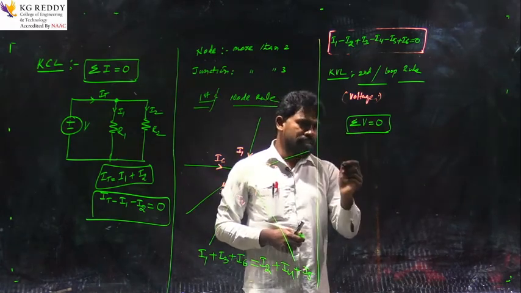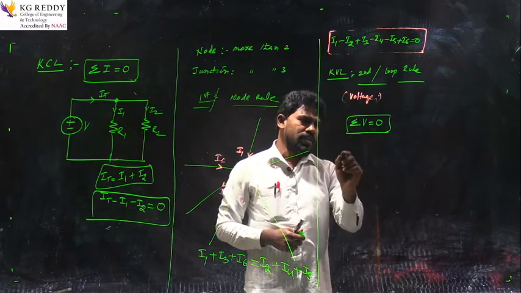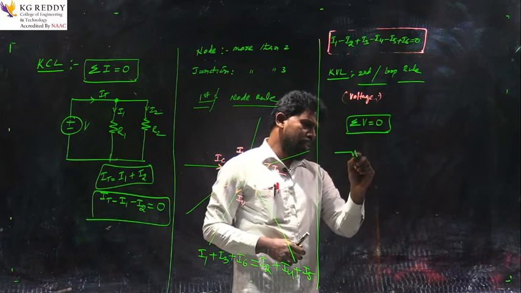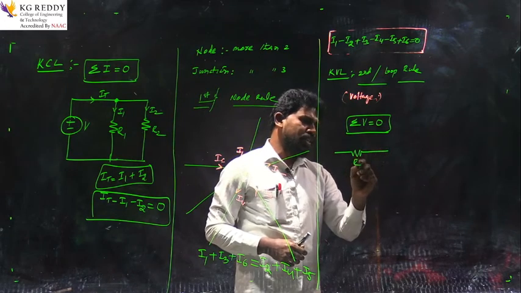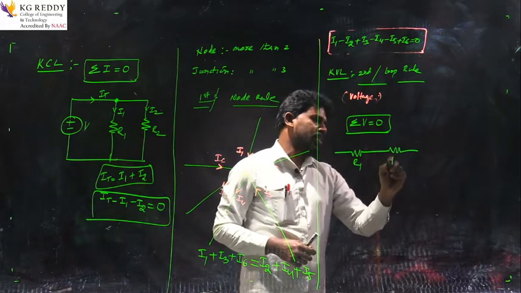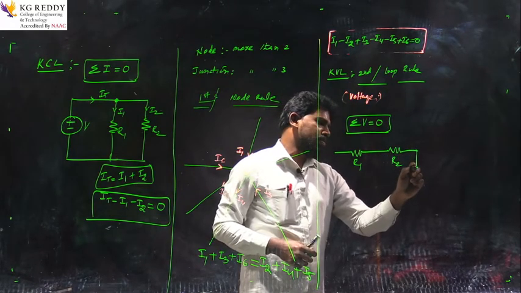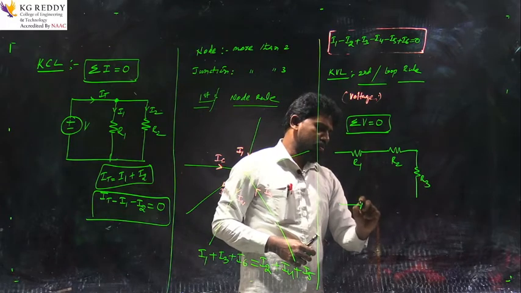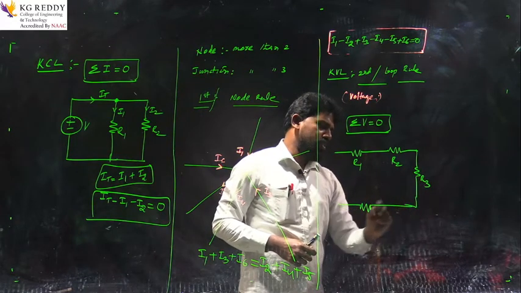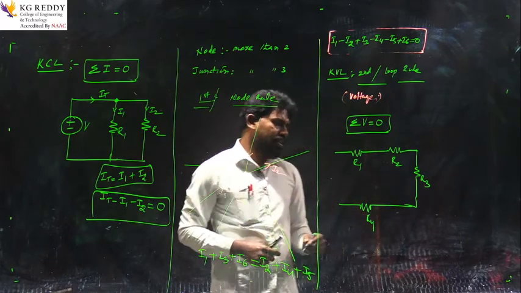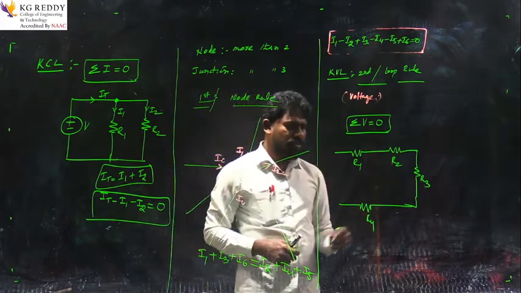To understand this Kirchhoff voltage law, I am going to take one example. Here I am taking different resistances. This is R1 and one more resistance I am connecting here. This is R2 and R3. Here this is R4. How many resistances are connected here? 4 resistances, R1, R2, R3, R4.